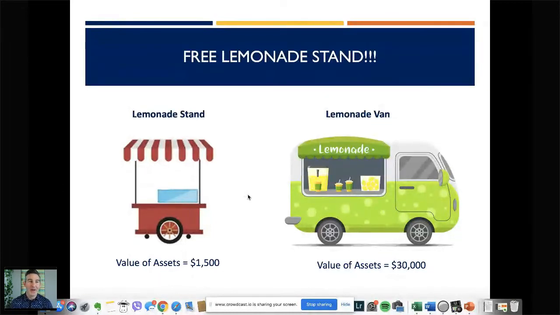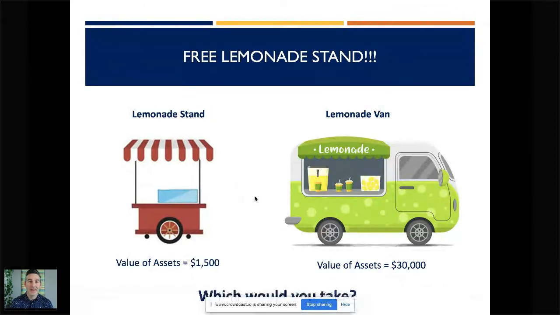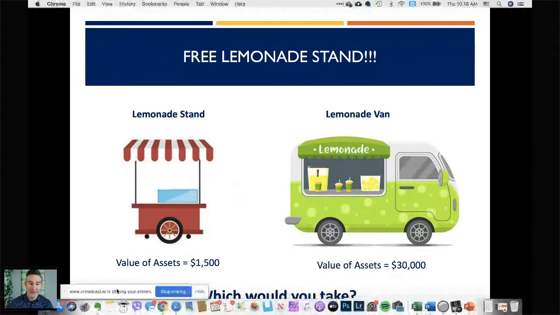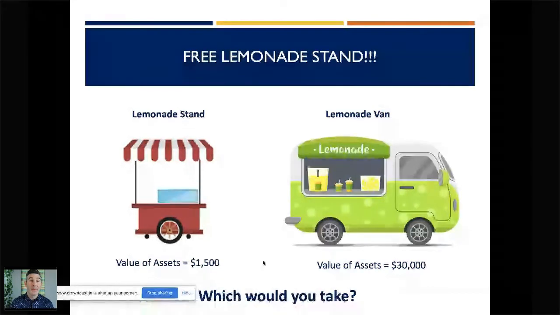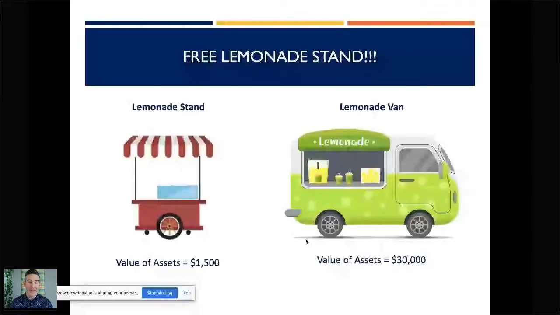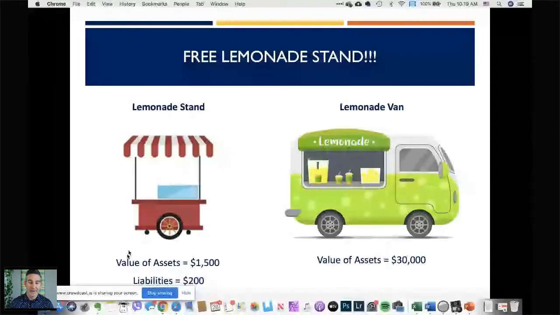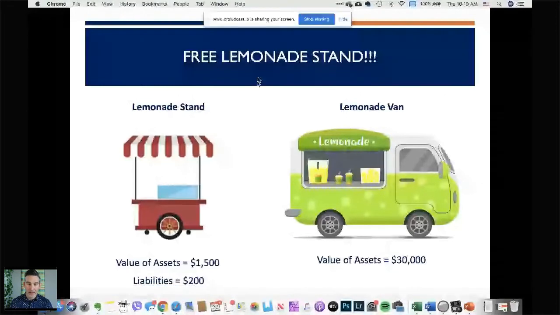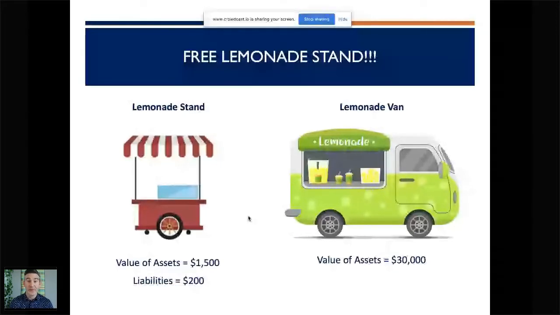Okay, well, now let's say, sorry, I need to move this little thing out of the way because it gets in the way of some of these questions. So, okay, so for me, I would say the answer depends, and I'll explain why. So I told you the value of the assets, but what I didn't tell you was the liabilities. So let's go through the full picture.